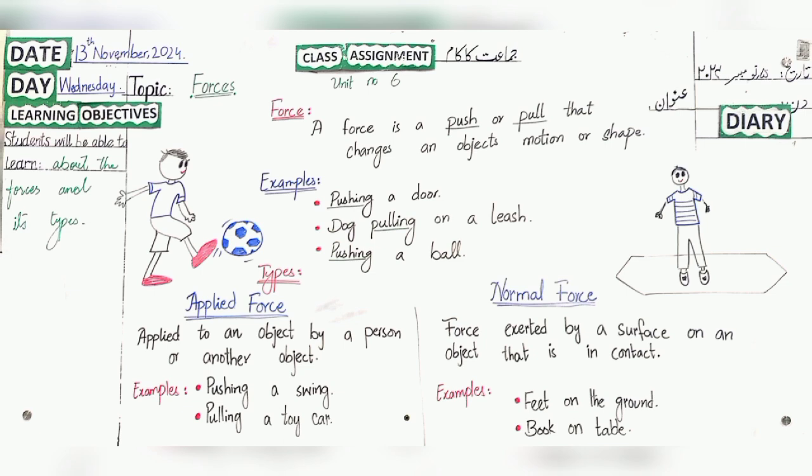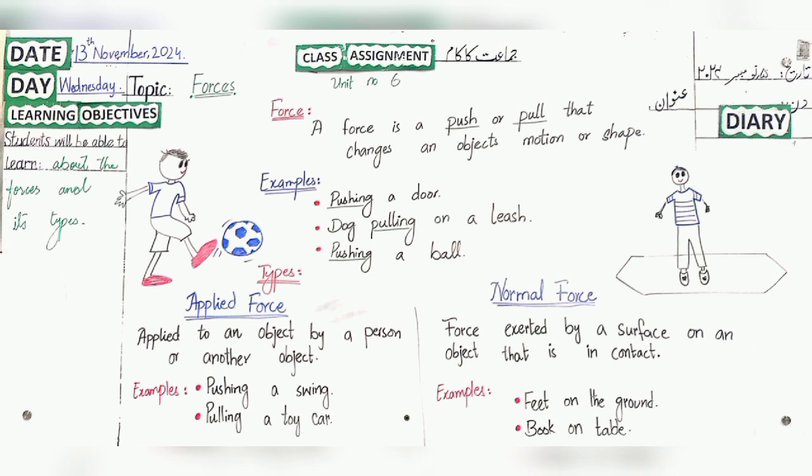So there are two types of forces which we will discuss in this chapter. Number one is applied force and number two is normal force. So what is applied force here? Applied force is a force which is applied to an object by a person or another object. Read it again: applied to an object by a person or another object. For example, pushing a swing and pulling a toy car.